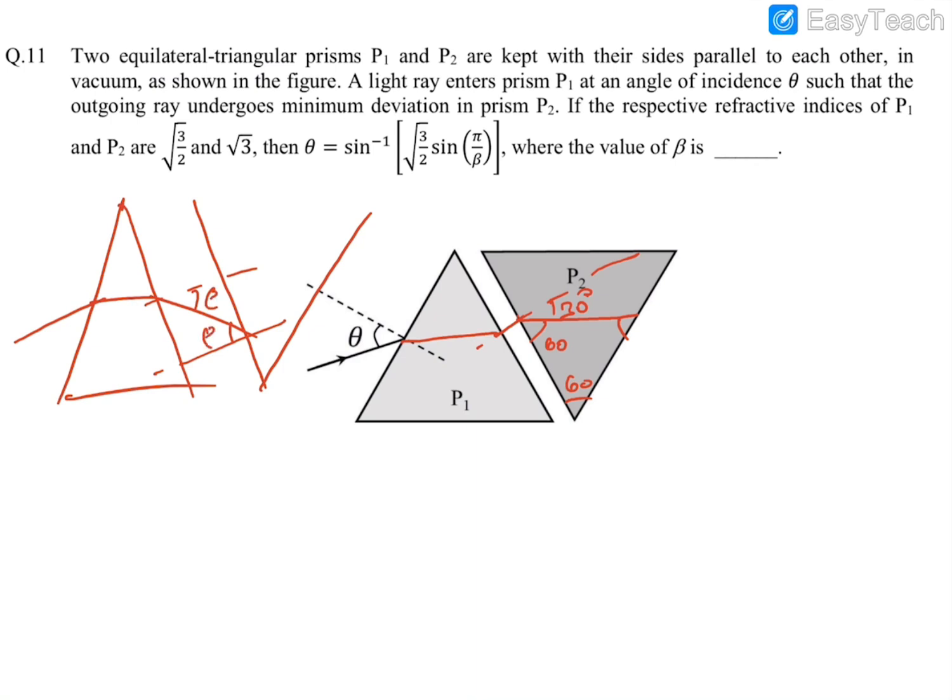So we can find out E by using Snell's law here. So 1 sin E will be equal to root 3 sin 30. Sin 30 is 1 by 2, so E is equal to 60 degree.